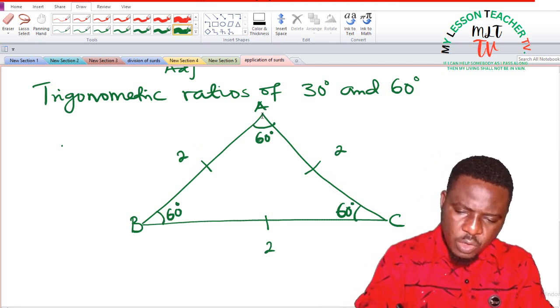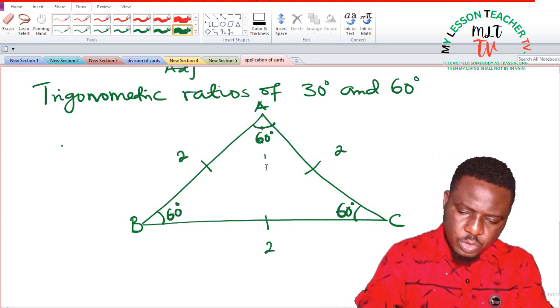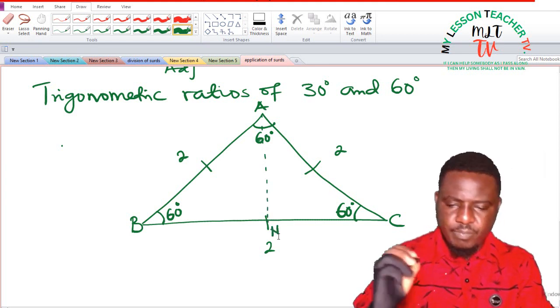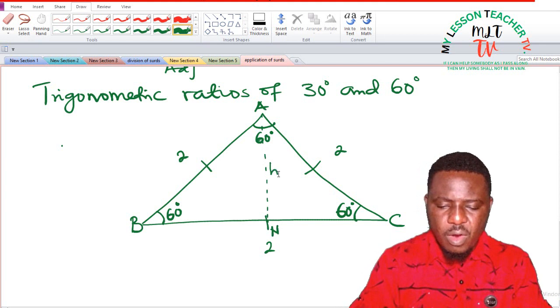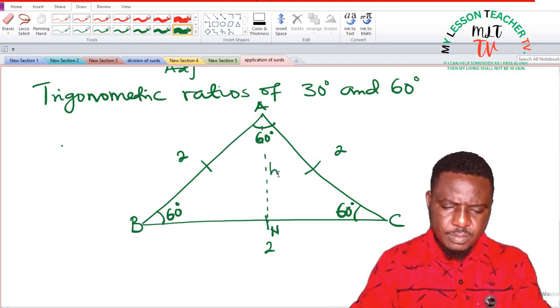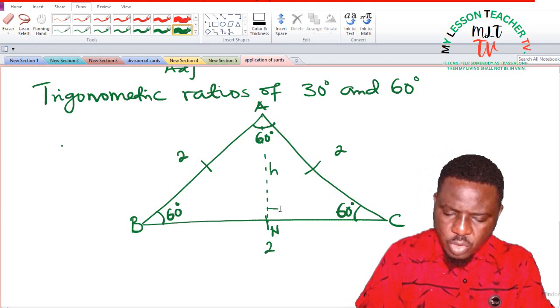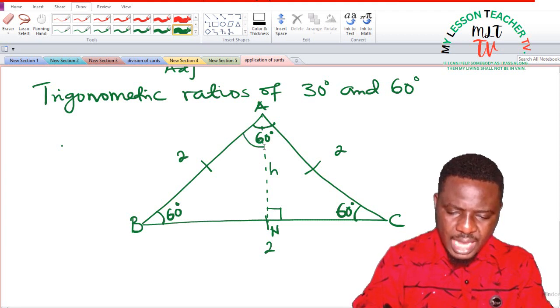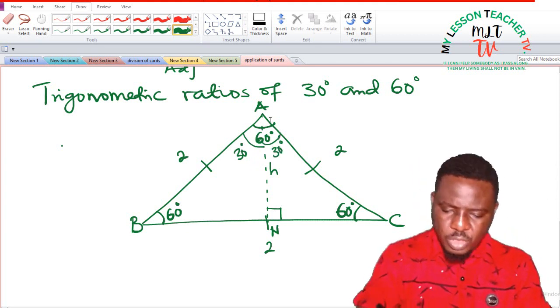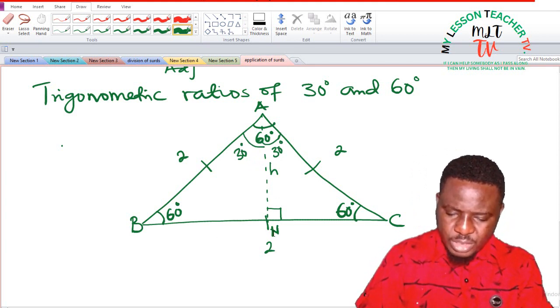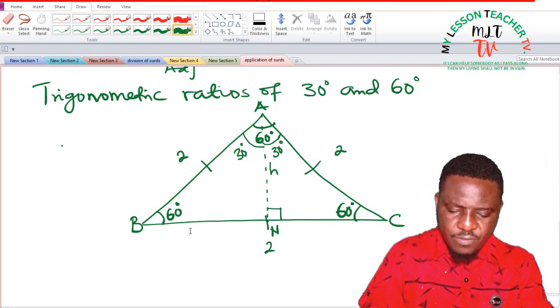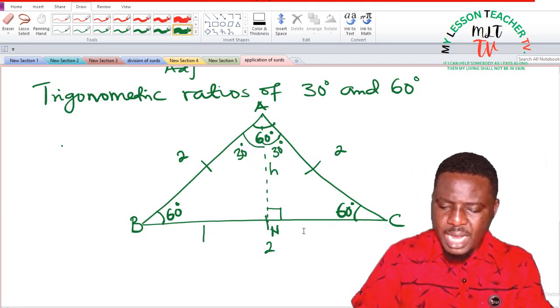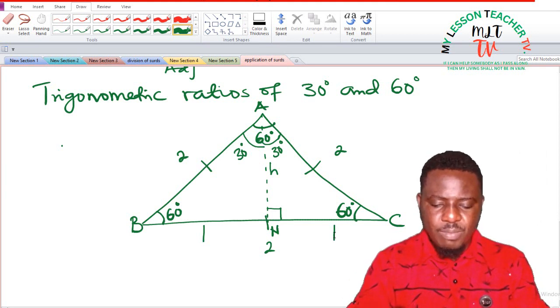I'm going to draw a bisector from A to point, let me call it N, and this gives me the height of the triangle ABC. And when you draw a bisector, this is said to be angle 90 degrees. So if this is a bisector, it therefore means that this angle is 30 degrees and this is 30 degrees, for a bisector divides an angle or a line into two equal parts. So if this point N is the midpoint of BC, it therefore means that BN is 1 cm and NC is another 1 cm, making it 2 cm.